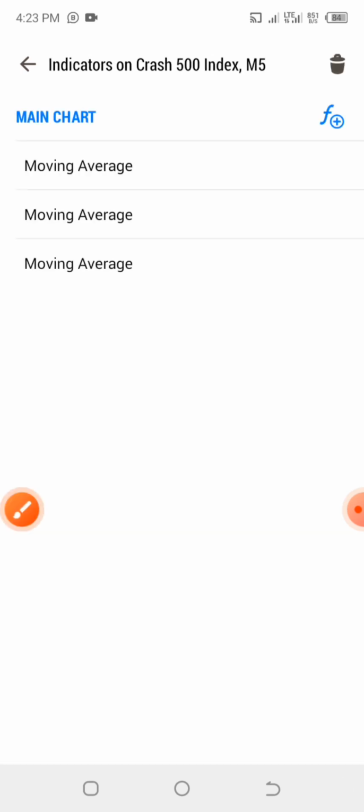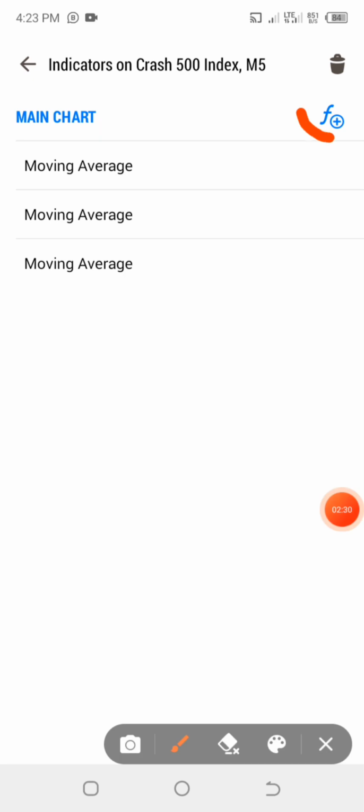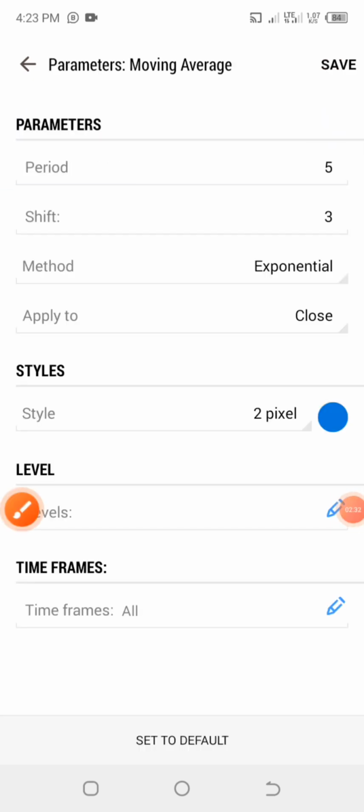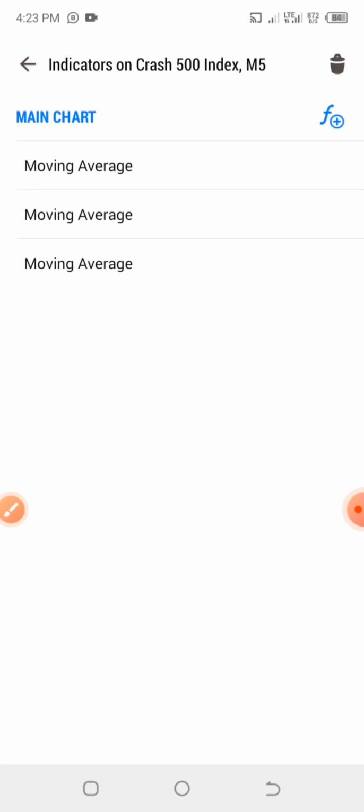Now the second indicator we're going to be adding: click on the F plus, search for moving average and click on it. These are the parameters for the second moving average. The period is 5, the shift is 3, the method is exponential, apply to close also, and this time I'm going to use the blue color. When you set up like this, click on save.